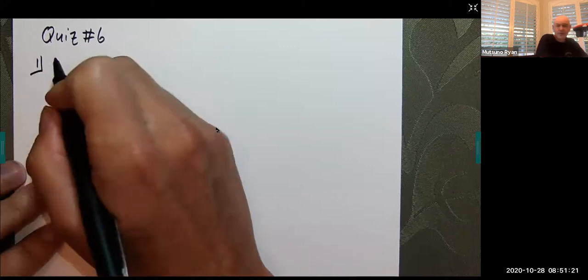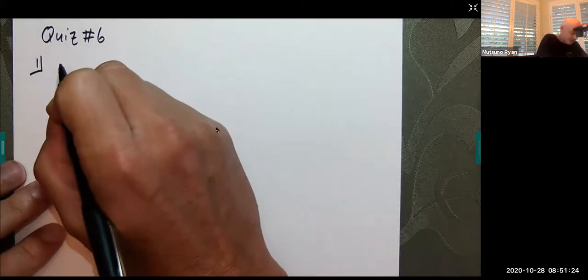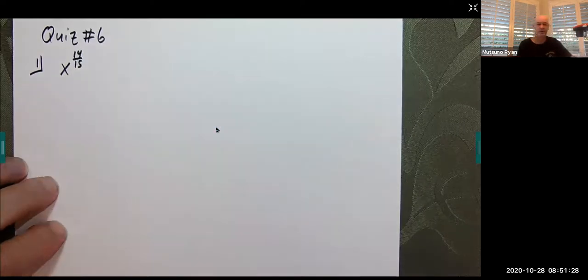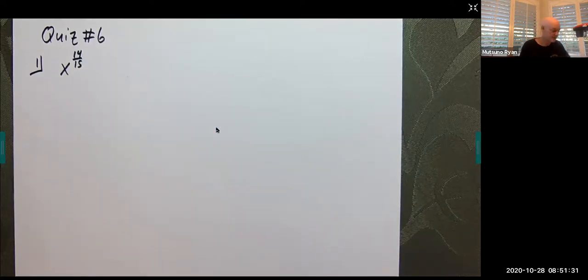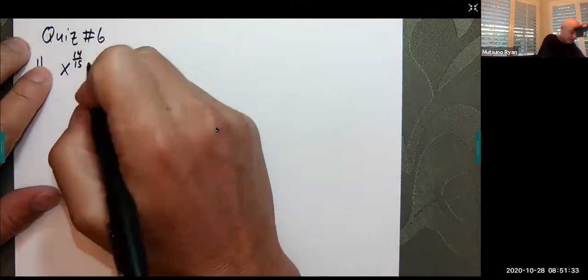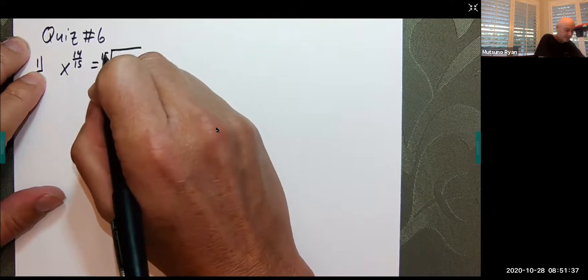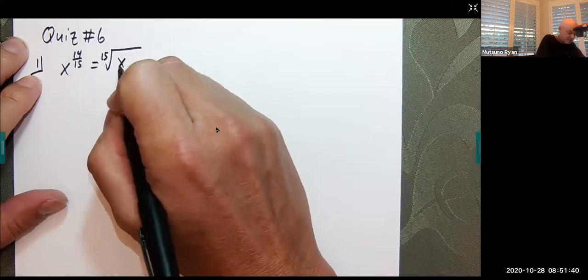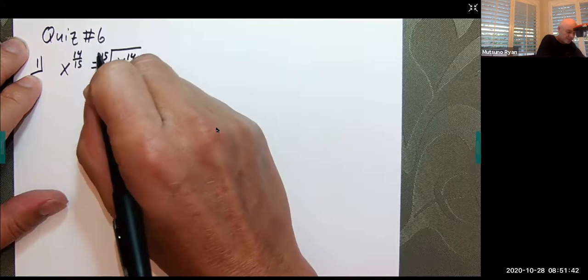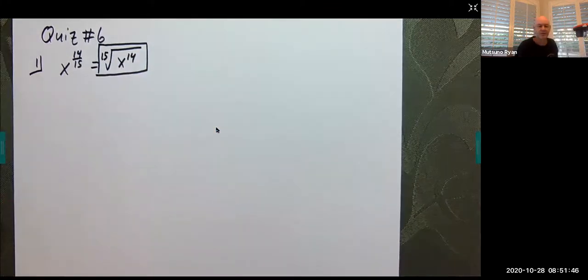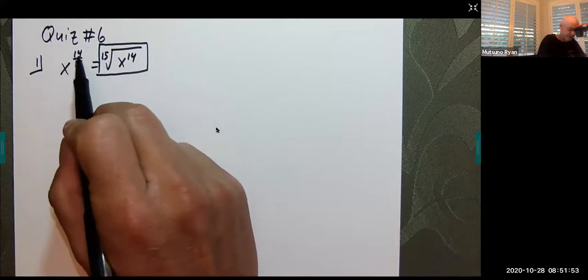And for number 1, the question that I have is x to the 14 over 15 power. They're asking how to rewrite it. When we have a rational exponent like this, the denominator is the index. That's the part that goes there. So that's just a nice simple rewrite. So again, the denominator is the index, the numerator is the exponent.